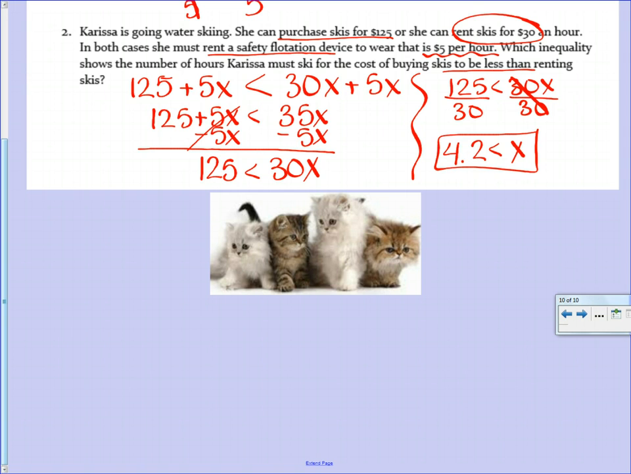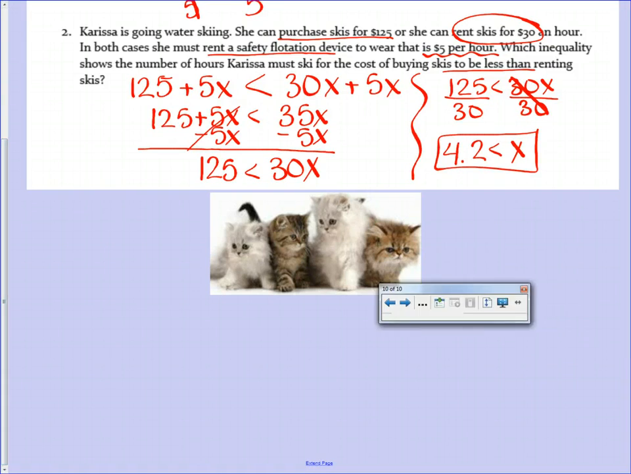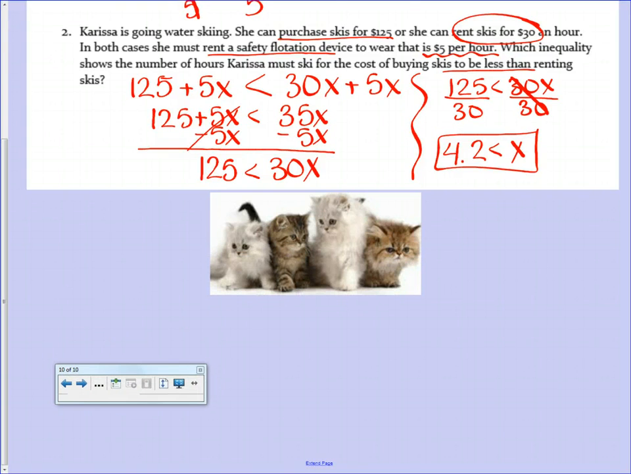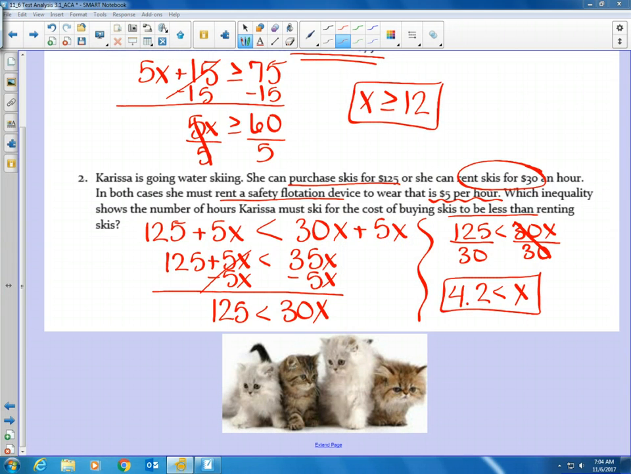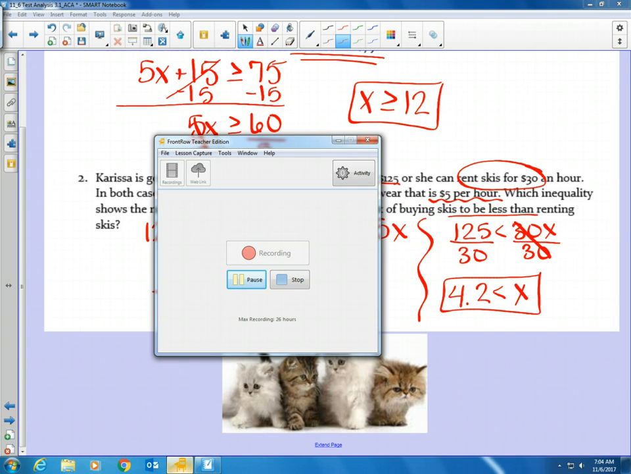So if she wants the cost of buying skis to be less than renting, she has to ski for more than 4.2 hours. Okay, we'll practice this more tomorrow in class. Put this in your ISN. I will check it first thing in class tomorrow.